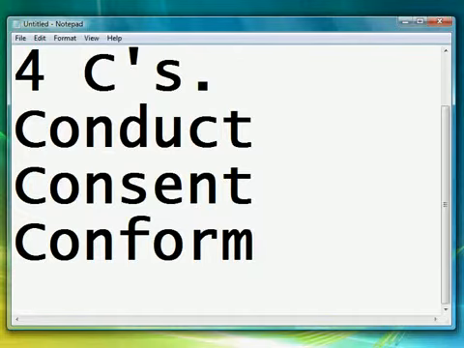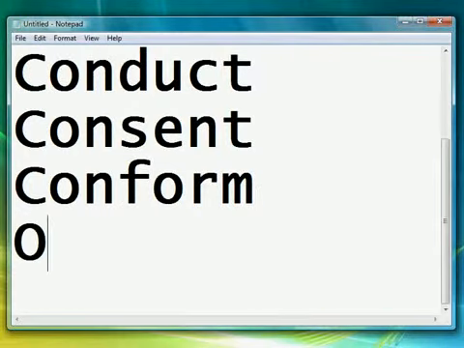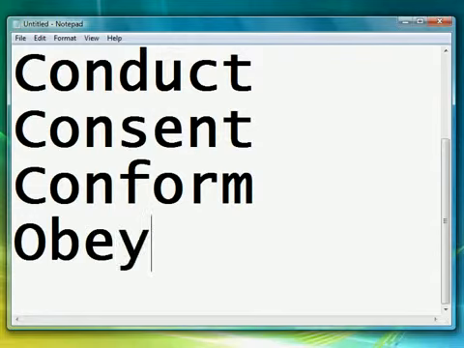And then obedience. Obey. I can't be bothered to write obedience. Obedience is that you will do what an authoritative figure tells you to do, or someone you see as having authority. You will do what they say, so you do not get punished. So yeah, that's basically conformity, obedience, conduct, consent, and me sucking because I don't actually know that much.